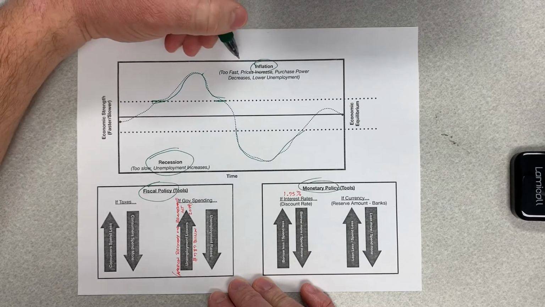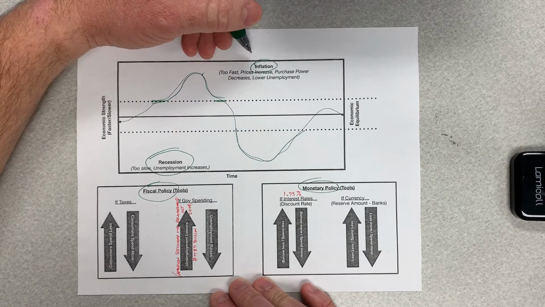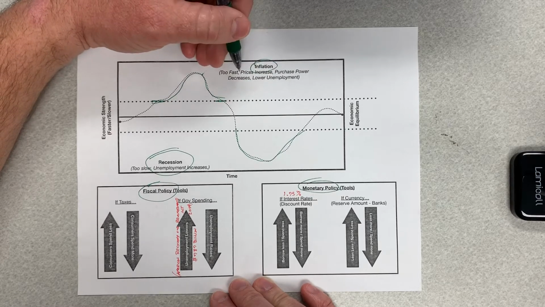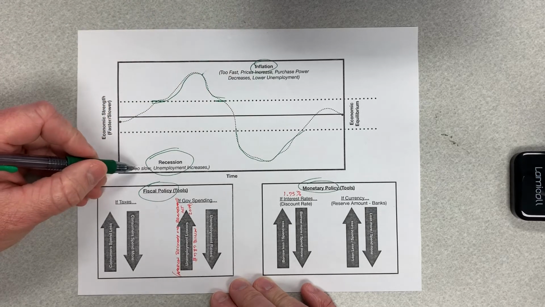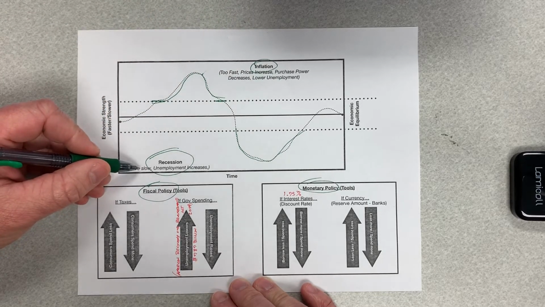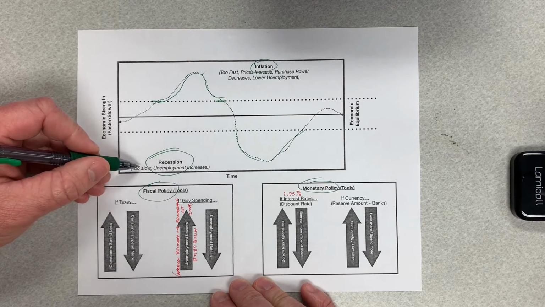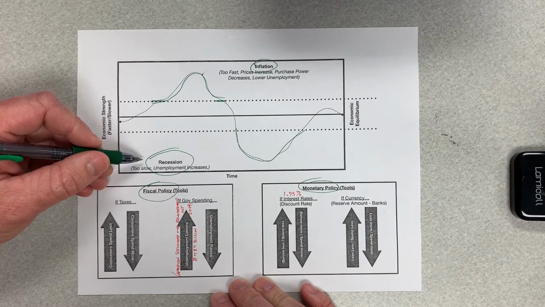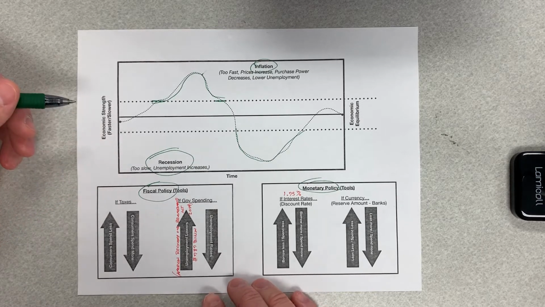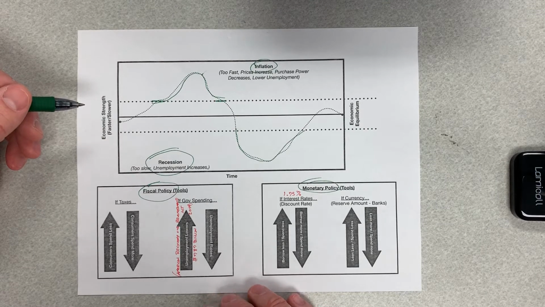And the problem with inflation is that we see prices increase, which reduces the purchasing power for the consumer. You can actually buy less with the same amount of money. And in a recession, when it gets too slow, what we see is unemployment increases and people lose income because of unemployment and spend less. So both of these are self-perpetuating cycles. So what can the government do about this to keep a good, healthy economy?